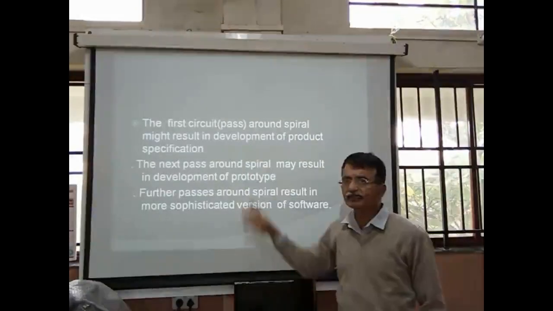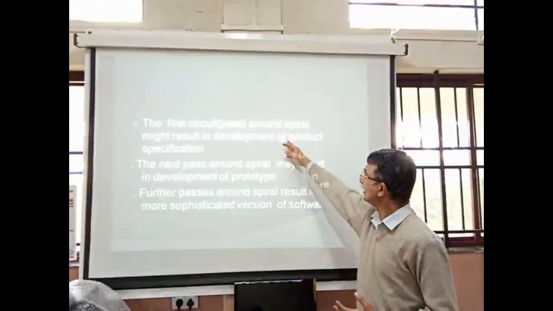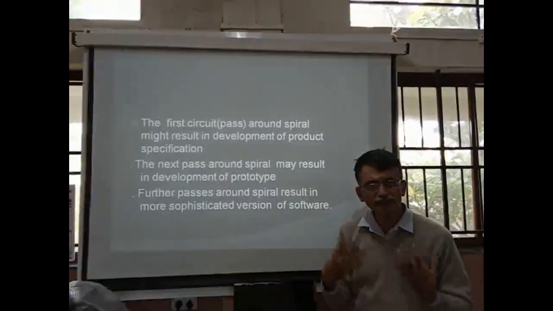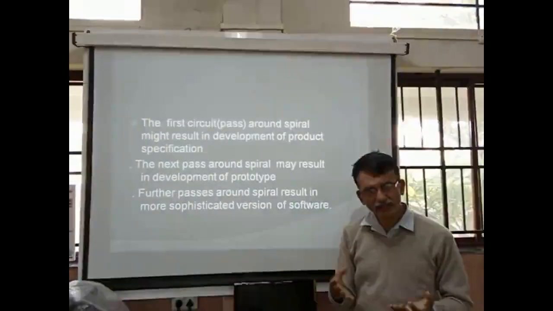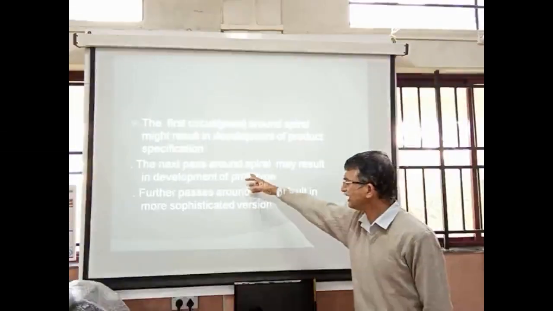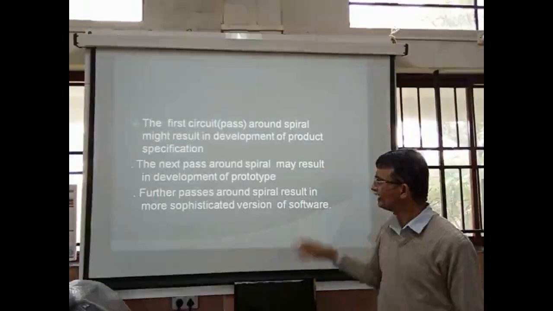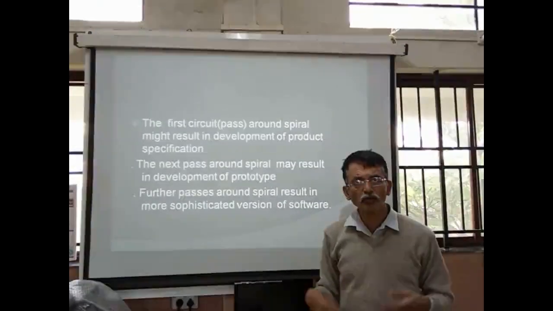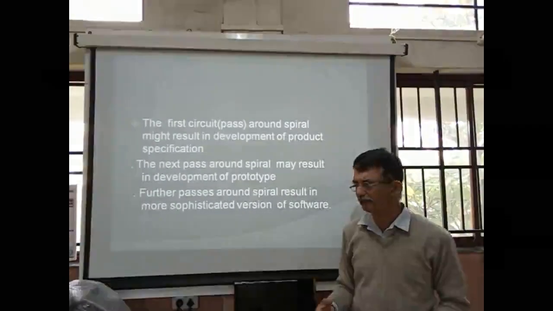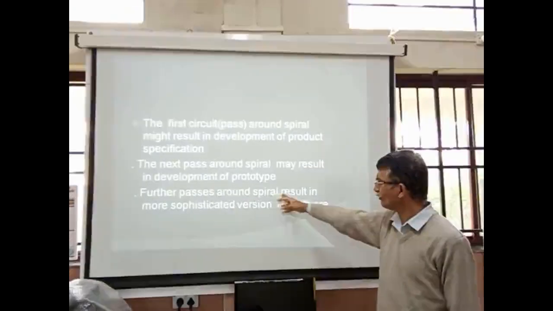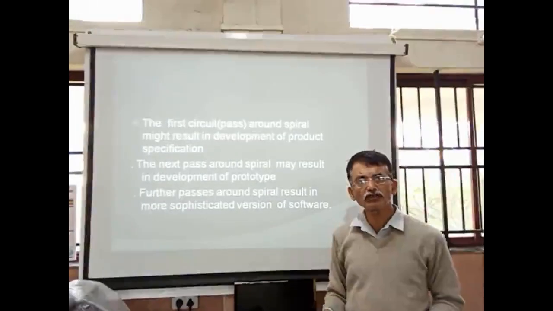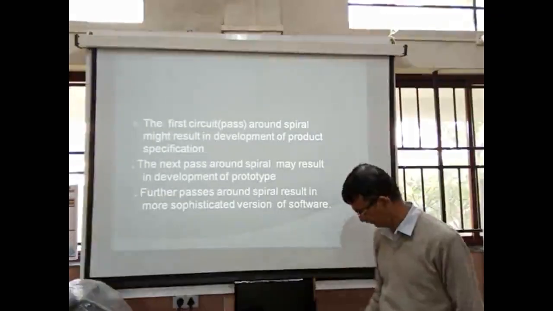In the first circuit or the first part, okay, around the spiral might result in development of specification. We try to understand what are the basic requirements and specification in the first round. The next pass around the spiral may result in development of the prototype. Once we have a paper model, you can go in for a prototype. Further passes around the spiral result in a more sophisticated version of the software. That is, they get more facilities.